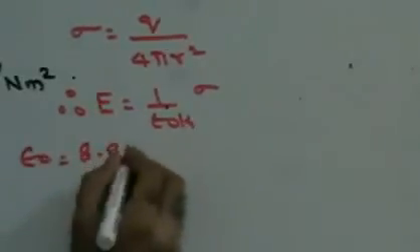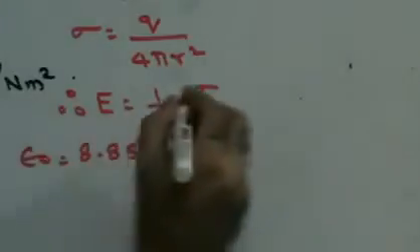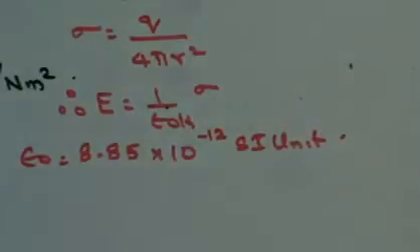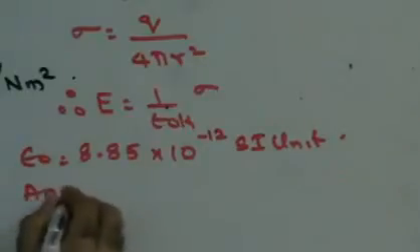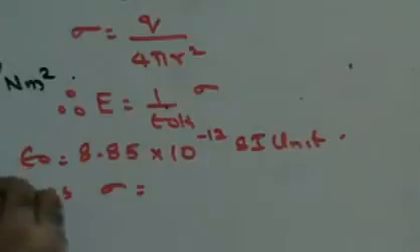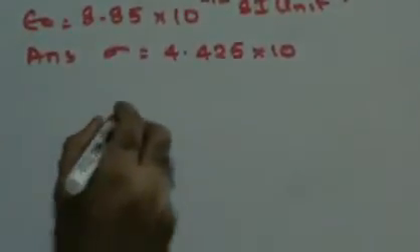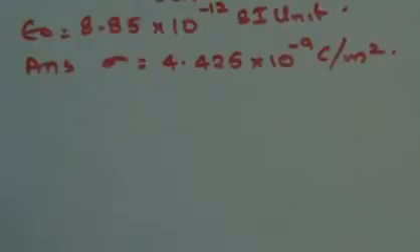I have E, I have K, right? Epsilon 0 value, I know by heart. Epsilon 0 is nothing but 8.85 into 10 raised to minus 12 SI units. So I know epsilon 0, I know K, I know E, I should be able to get the value of sigma. Right? Answer, you should get sigma is 4.425 into 10 raised to minus 9 coulombs per meter square. Next, let's see the next one.